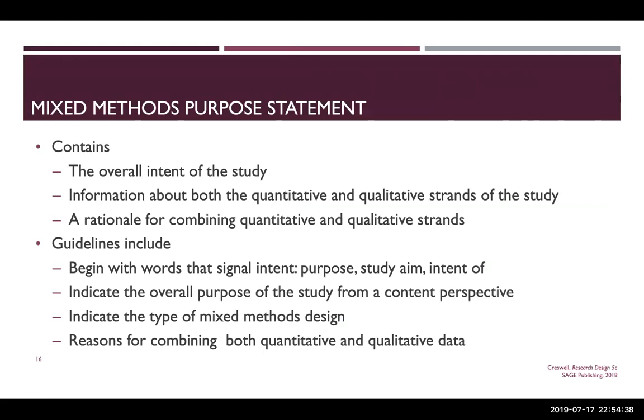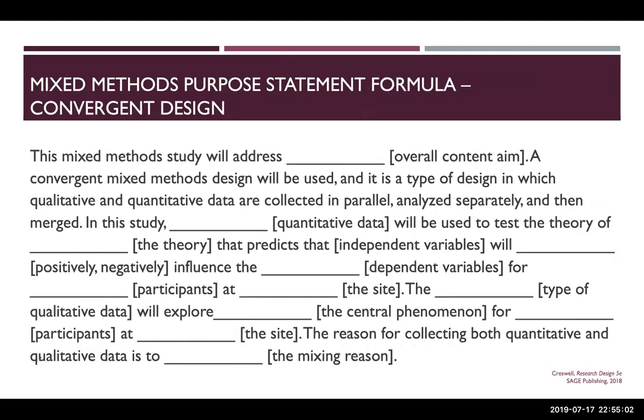For mixed methods purpose statements, this is going to contain both parts, the quantitative and the qualitative, so the overall intent of the study and why you're doing quantitative and qualitative together. You're going to want words that indicate what the quantitative and qualitative are, and you're going to want to indicate the type of mixed methods design, which we'll be studying in a couple of weeks, and then the reasons for combining quantitative and qualitative data.